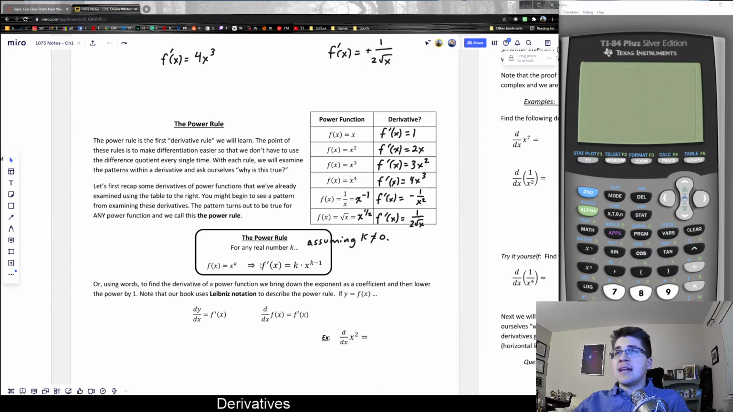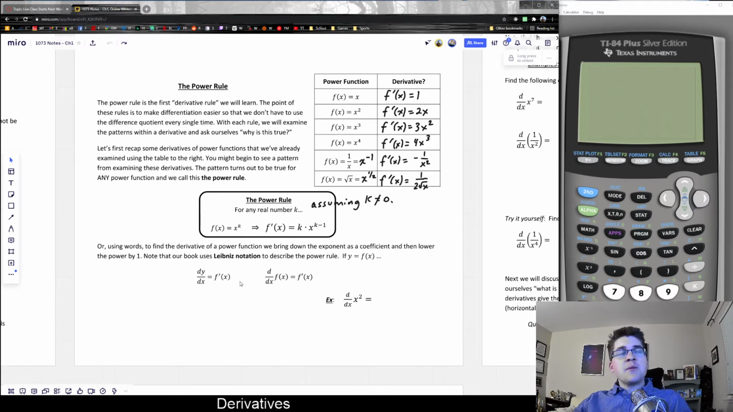But what it says is that if f of x is equal to x to the k power, where k is any real number except for 0, then f prime of x, the derivative, will always be equal to k times x to the power of k minus 1. Or another way of saying this is you write the power out front and then you take away 1. The way that I often say this is, in order to take the derivative of a function, you drop the power and subtract it by 1.